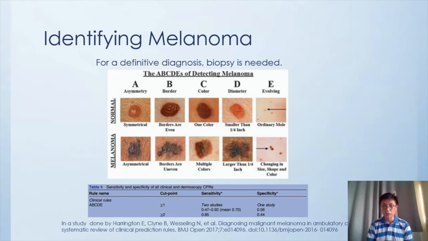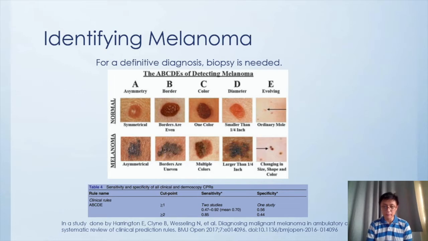Border is also another factor, as well as multiple colors. For the diameter, if it's small, then maybe it's just your typical mole. But if it's rather large, then it may be a sign, again, of early stage melanoma. If it's evolving, if week to week or month to month it's changing in size, shape, and color, then that may also be a sign of early melanoma.